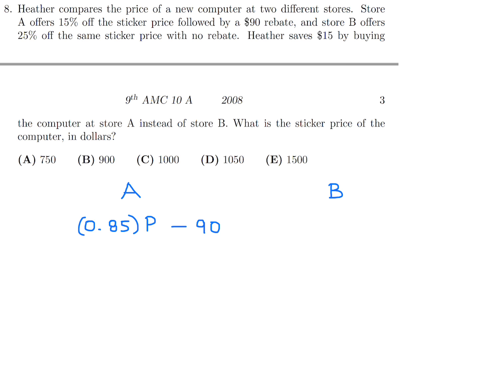And then store B, you're going to pay 75% of the price because the discount is 25%. So you're paying 0.75p, and that's it. There's no rebate. But they tell you that if you compare these two values, that this one is $15 less.